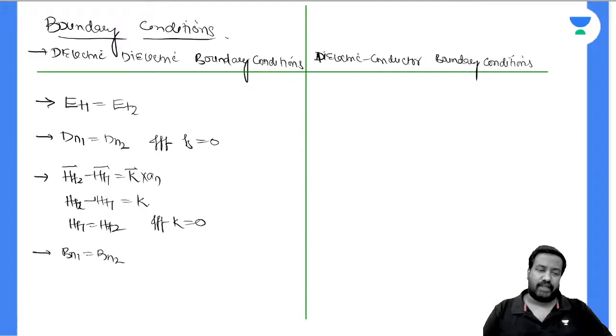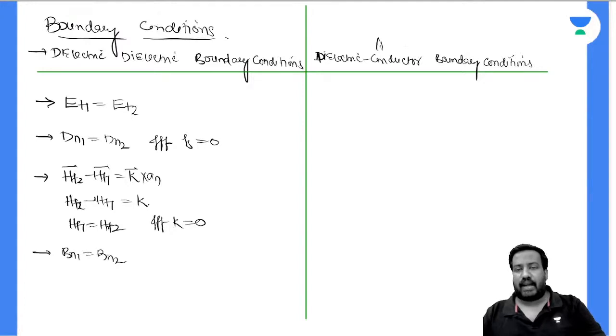Last one, BN1 is equal to BN2. Normal component of magnetic flux density is continuous across the boundary of discontinuity. It is unconditionally continuous. Very, very important boundary conditions, and boundary conditions are useful to predict the field on the other side of the region when the field on your side of the region is known to you.